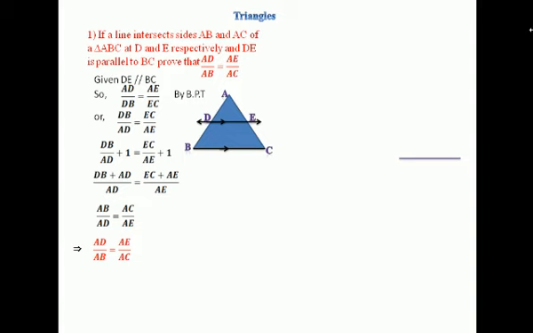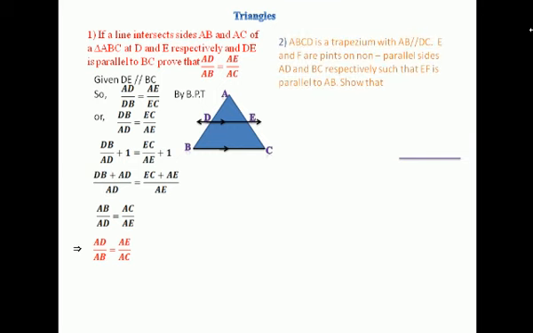Let us consider one more problem. ABCD is a trapezium with AB parallel to CD. E and F are points on the non-parallel sides AD and BC respectively, such that EF is parallel to AB. We have to show that AE by ED is equal to FB by FC. As ABCD is a trapezium, we cannot directly apply the BPT to this trapezium. We have to get the triangles. So for my convenience, I am going to join AC for my proof here.